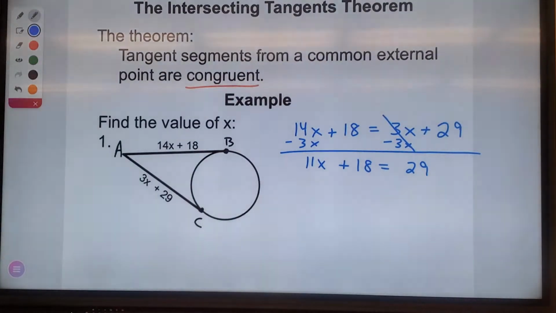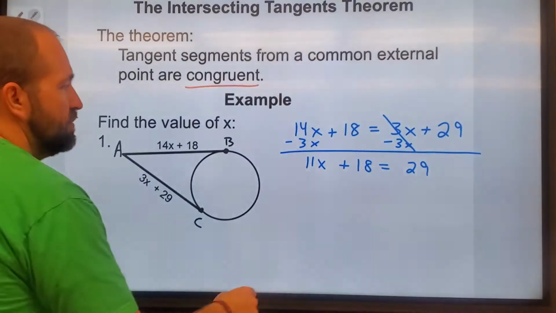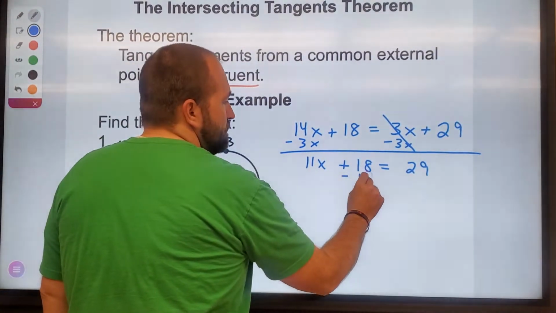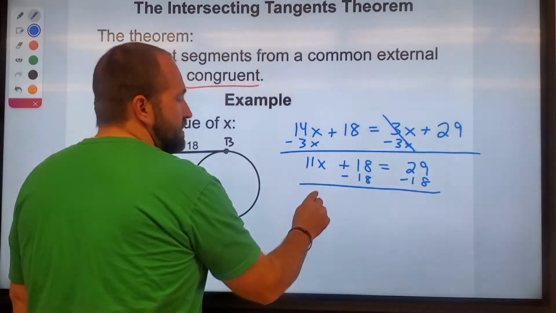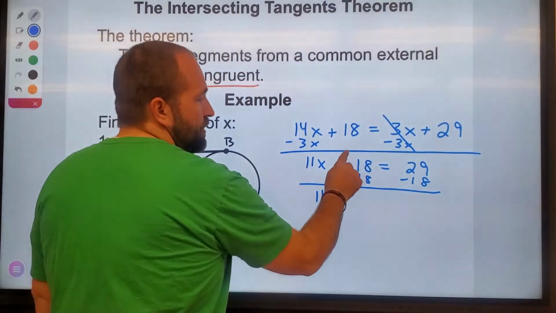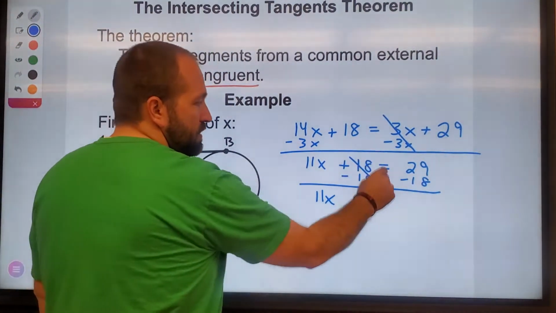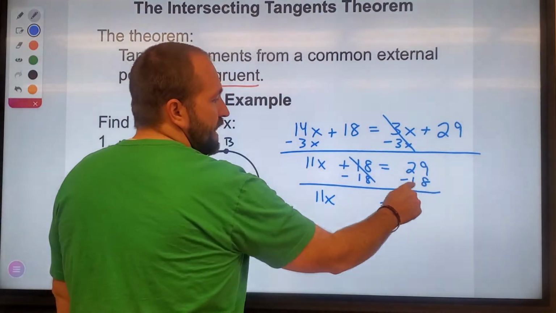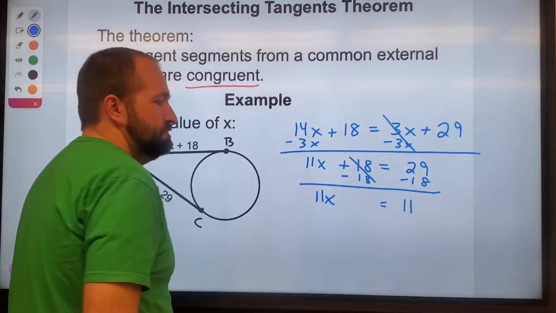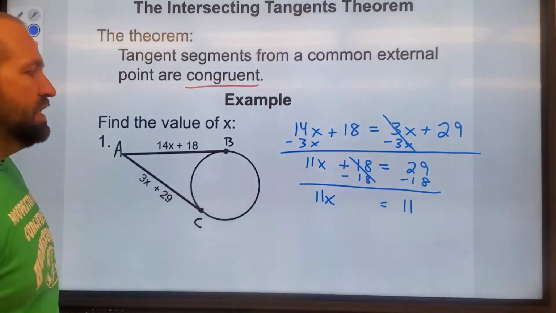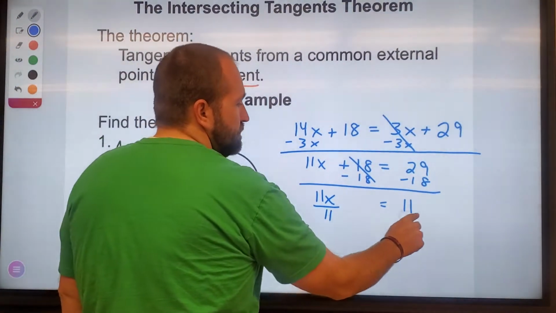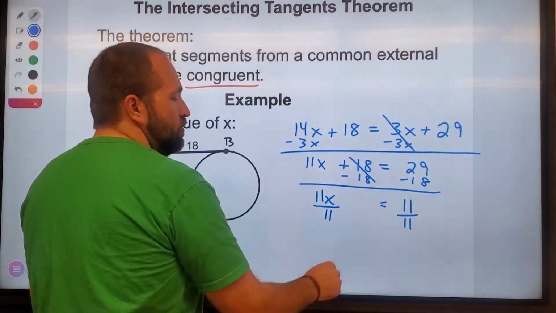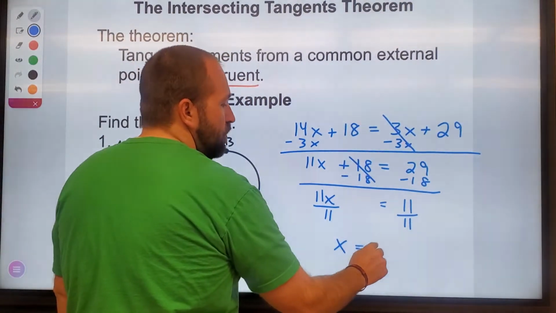Now again, the end game here is the idea of getting the x alone. So I need to move that 18. So I'm going to subtract 18 on both sides now. The 11x comes down. This is now canceled, 0. Equal sign. 29 minus 18 is 11. I now need to get that 11 off the x, so I'm going to now divide by 11 because that's multiplied, which then gives me x equals 1.